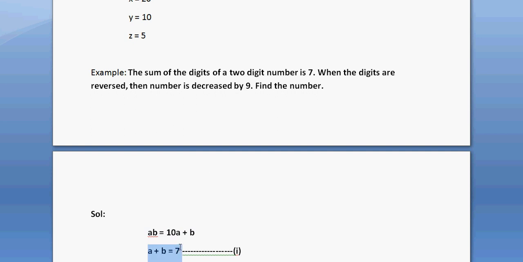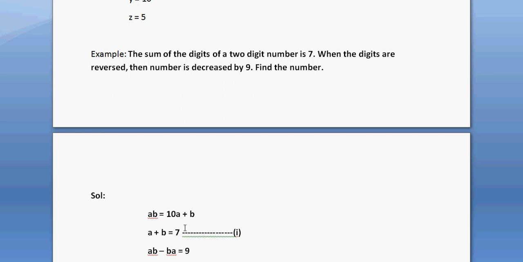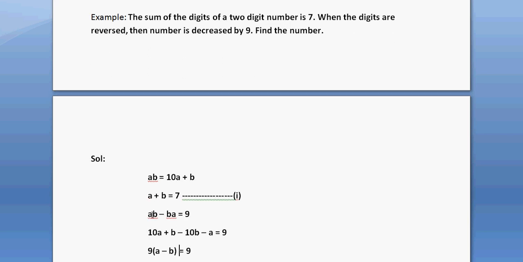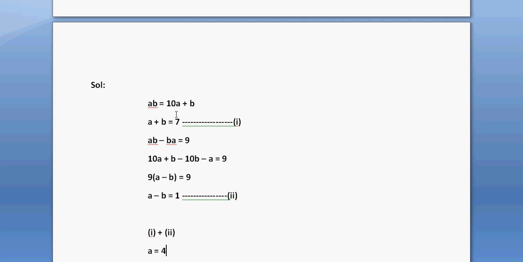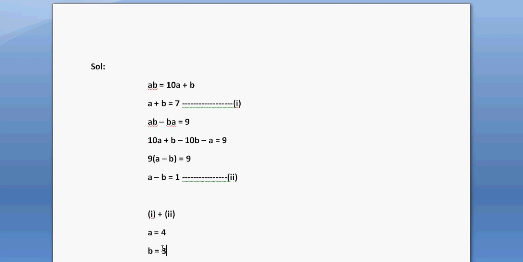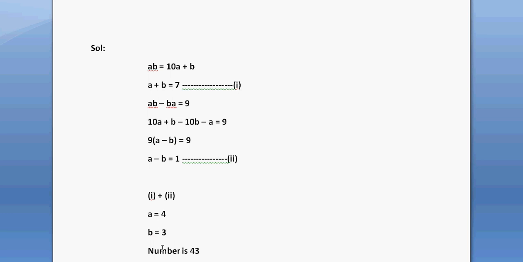Now see, it says the sum of the digits is 7. So a plus b is given to be 7. When the digits are reversed, the number decreases by 9. So AB when reversed becomes BA, and the difference between these two is 9. The number decreases by 9. Now let's write AB is equal to 10A plus B, BA is equal to 10B plus A. So we write it and it's equal to 9. What we get is A minus B is equal to 1. And now when we add 1 and 2, B gets cancelled and we get A is equal to 4. And b is equal to 3. So the number is 43.